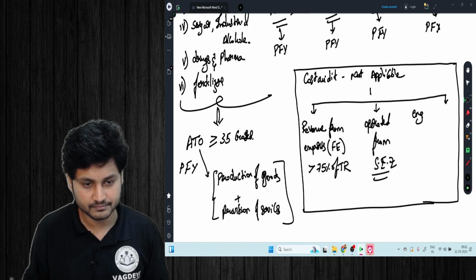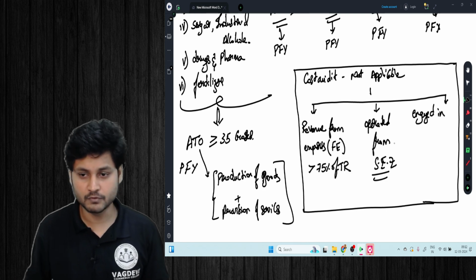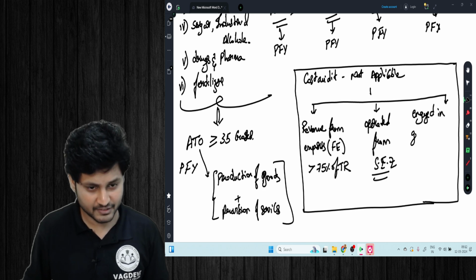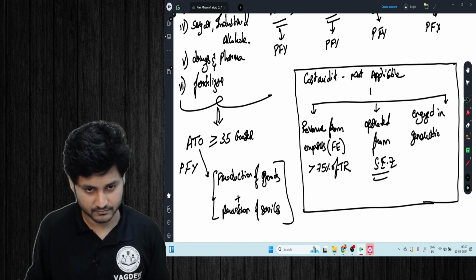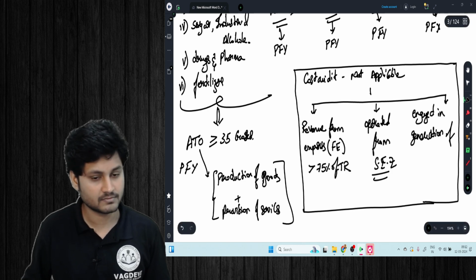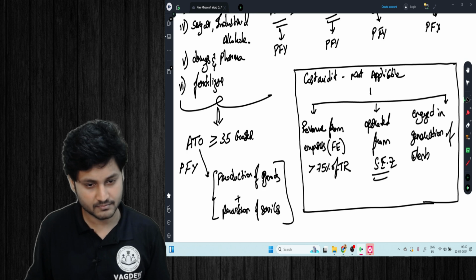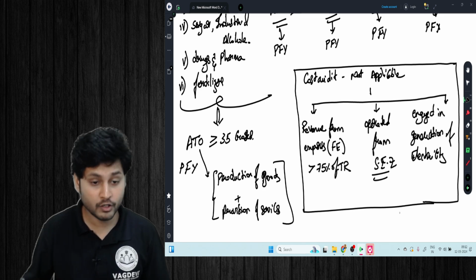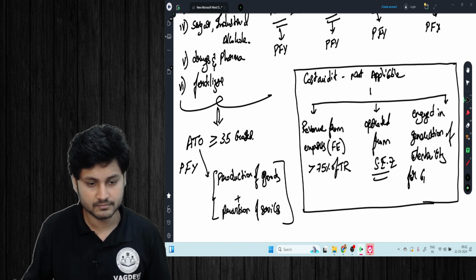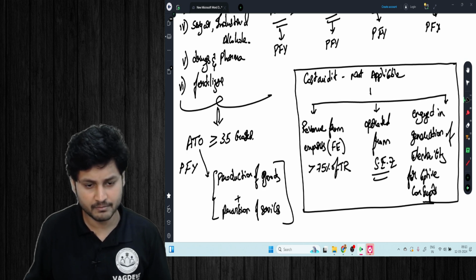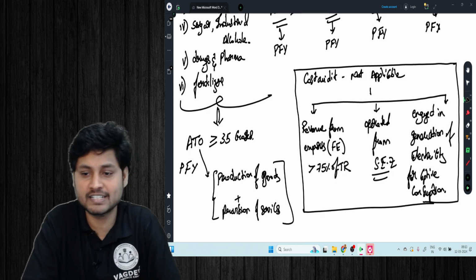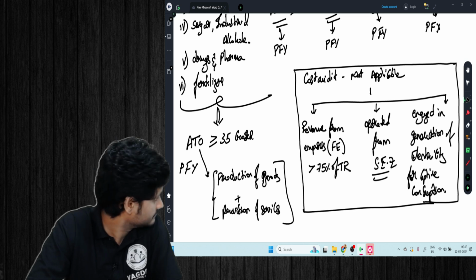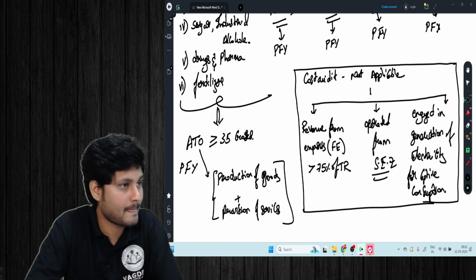Engaged in generation of electricity for captive consumption. For them, rule number 4 is not applicable. Cost audit is not applicable. Very easy. Simple.